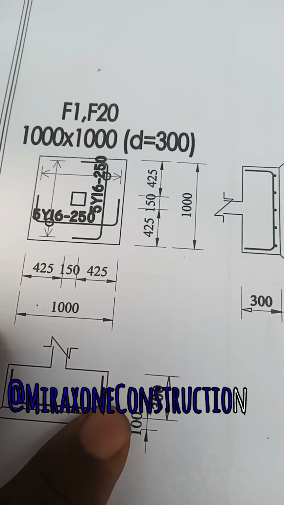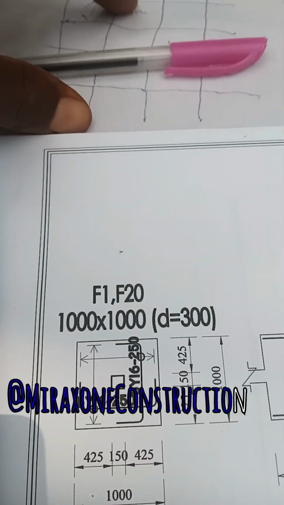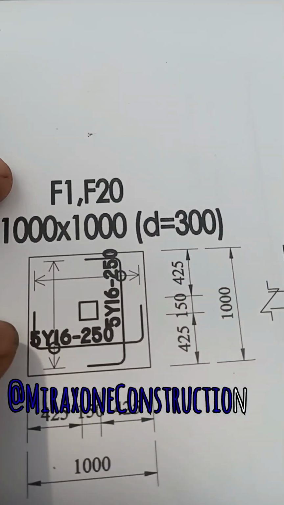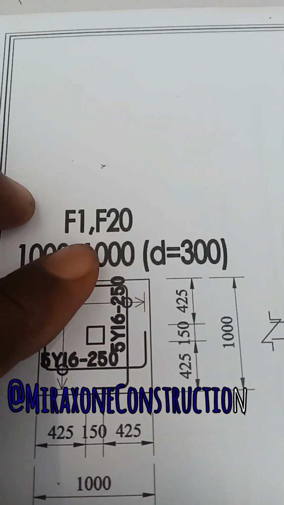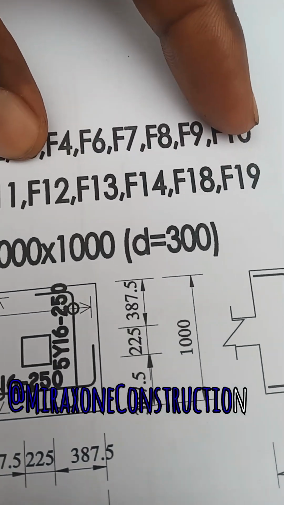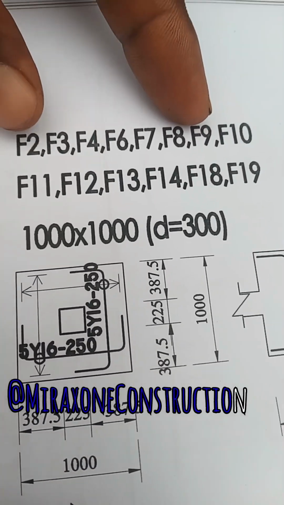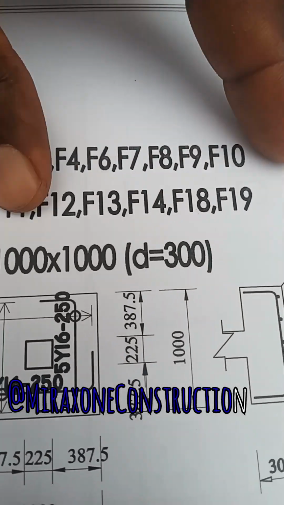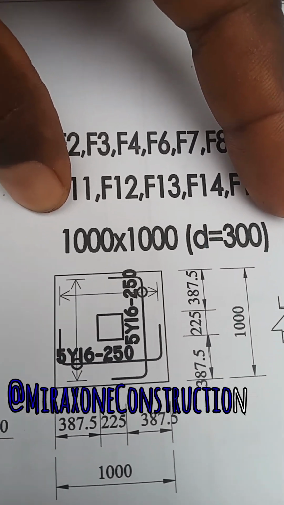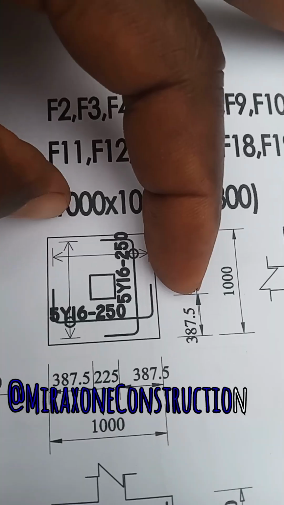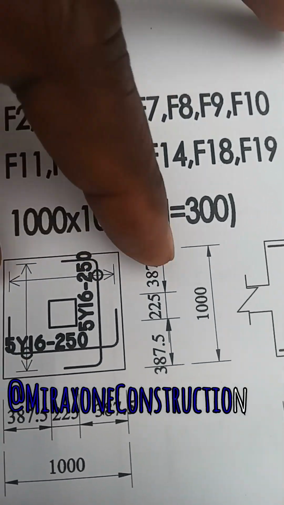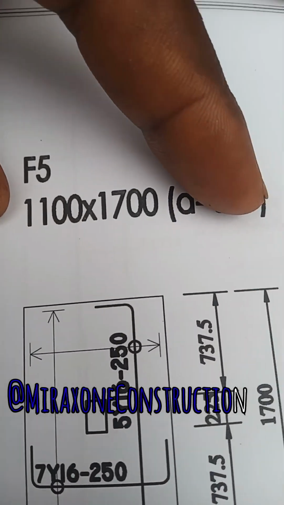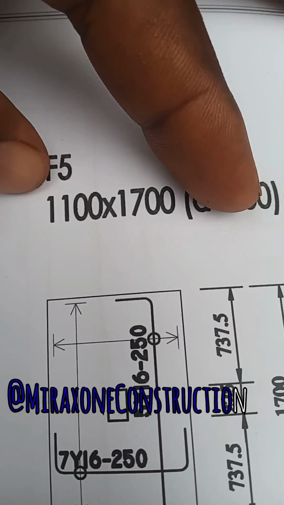This dot, dot, dot, dot is the crossing of this reinforcement, as I have just sketched it here. This one is meant for F1 and F20 that I have just used as a case study. This particular one is meant for F1, F2 to F10, to F19. They have the same structural detailings. So the same thing is being carried out here. This particular one is only for F5.